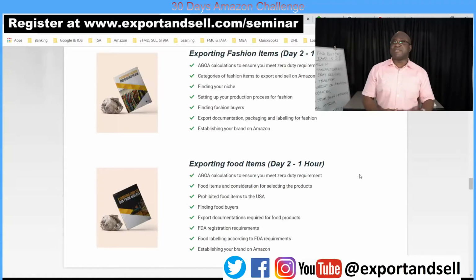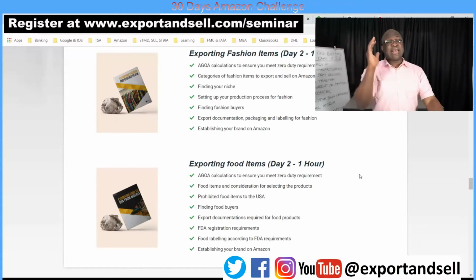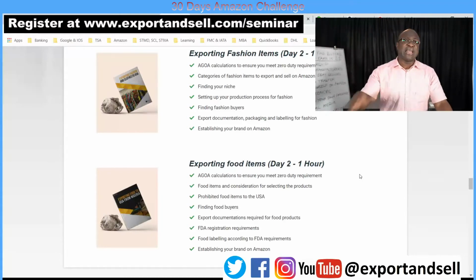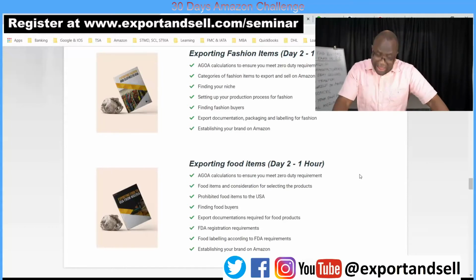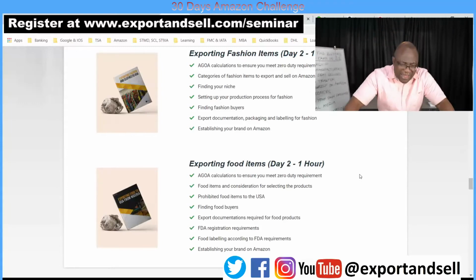Okay, and then the last part of day 2, we are going to be looking at specific categories. I love these categories. Why? Because the potential is amazing. And these 2 categories fall under AGOA. Virtually everything on it can be sold duty-free. And that is fashion and food. Fashion is an amazing category. Look, we have not tapped into it.